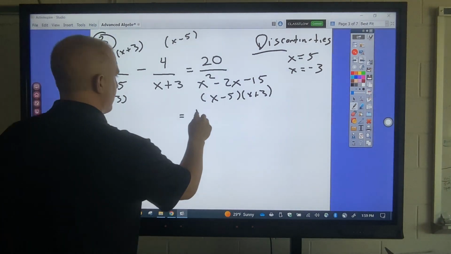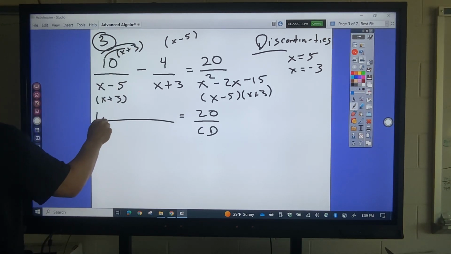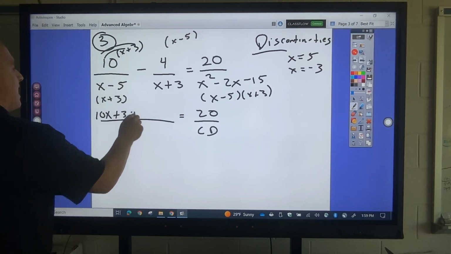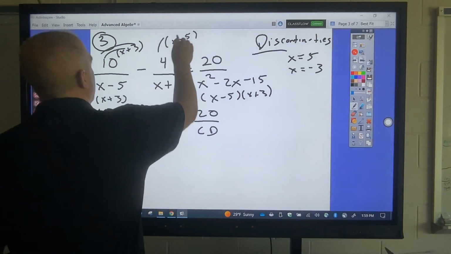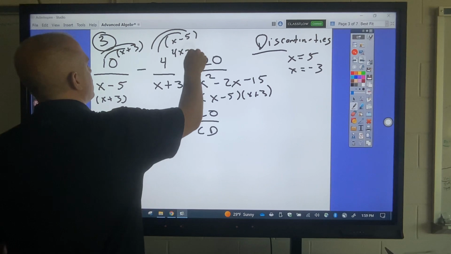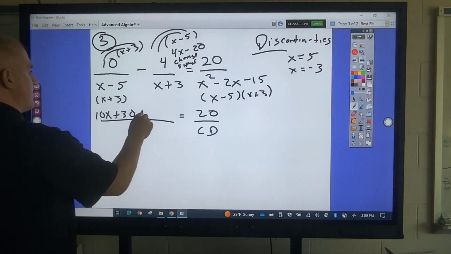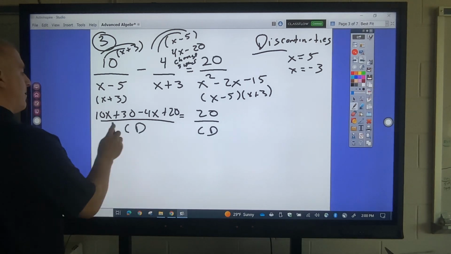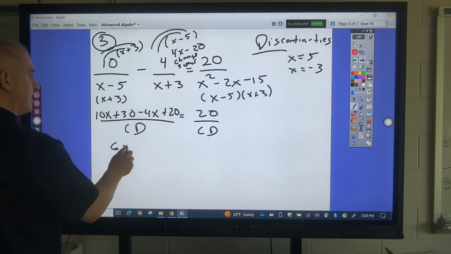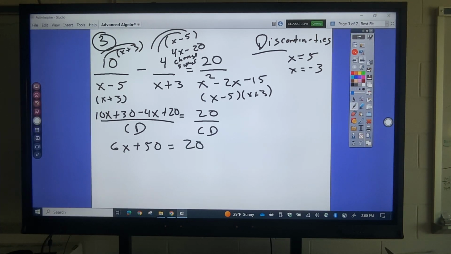Now, what I got over here is 20 over the common denominator. This, 10 times x is 10x, 10 times 3 is 30. Now, what you want to do with the subtraction, multiply, so that would be 5x minus 20, and then change the signs. That will make life easier on you. So instead of 4x, it's negative 4x. Instead of negative 20, it's positive 20, all over the common denominator. So if I combine those on that side, I got 6x plus 50 equals 20. Okay? All right, and then I'm just going to solve.